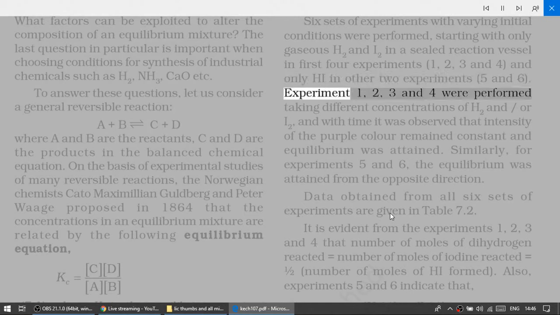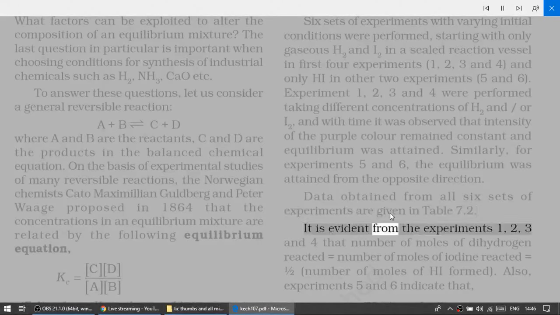Experiments 1, 2, 3 and 4 were performed taking different concentrations of H2 and/or I2, and with time it was observed that the intensity of the purple color remained constant and equilibrium was attained. Similarly, for experiments 5 and 6, the equilibrium was attained from the opposite direction. Data obtained from all 6 sets of experiments are given in Table 7.2.